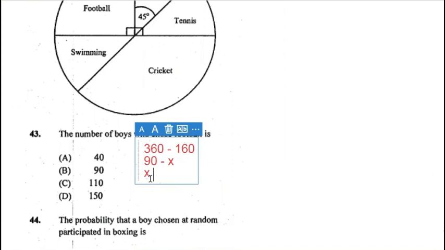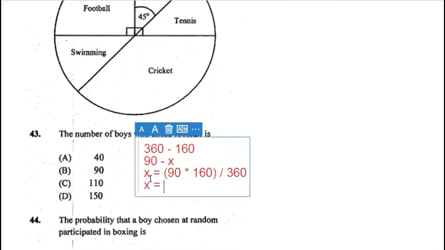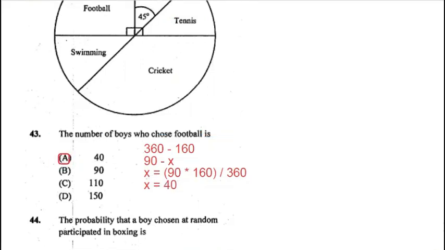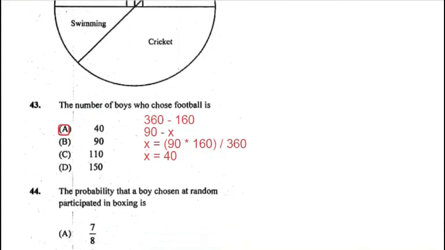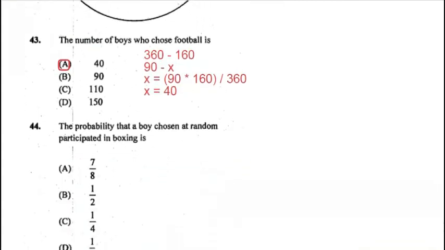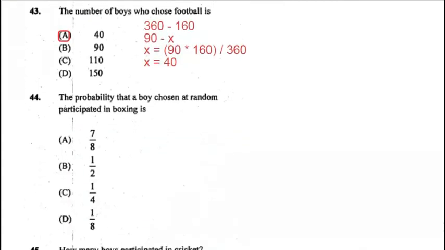So we're going to cross multiply to solve for X, and that becomes 90 multiplied by 160, and all of that is divided by 360. And when you work that out, you'll see that X is equal to 40, and therefore the answer for 43 is A. So guys, remember to work out these calculations, as you will not have a calculator in the exam, so you need to practice at home before you reach that examination.